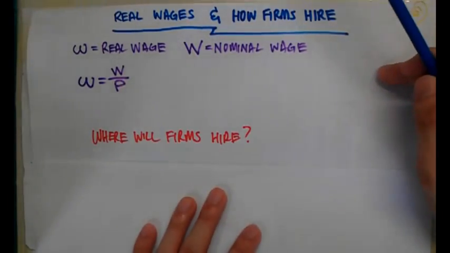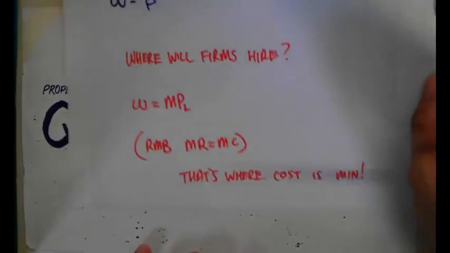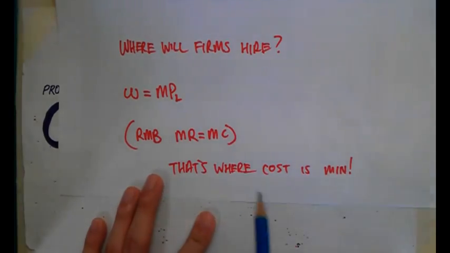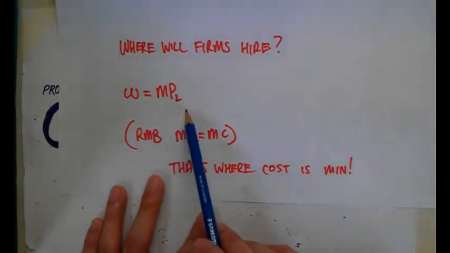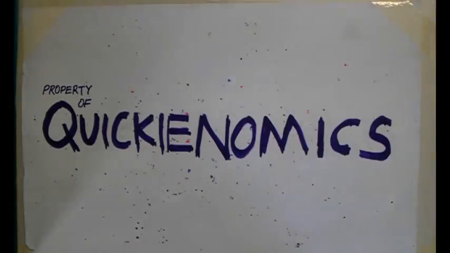So where will firms hire? Firms will hire at real wage equals to marginal product of labor. Why? Do you remember MR equals to MC? That is where cost is minimized. At real wage equals to marginal product of labor, that is where cost is minimized. So what it means is that the firm would hire anywhere along the marginal product of labor.